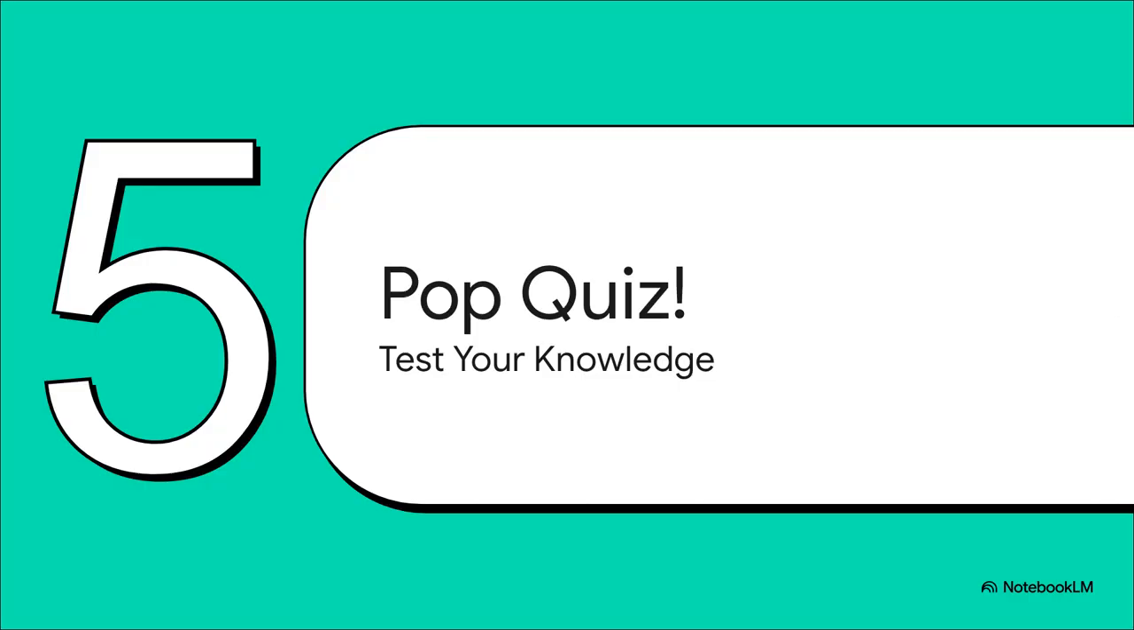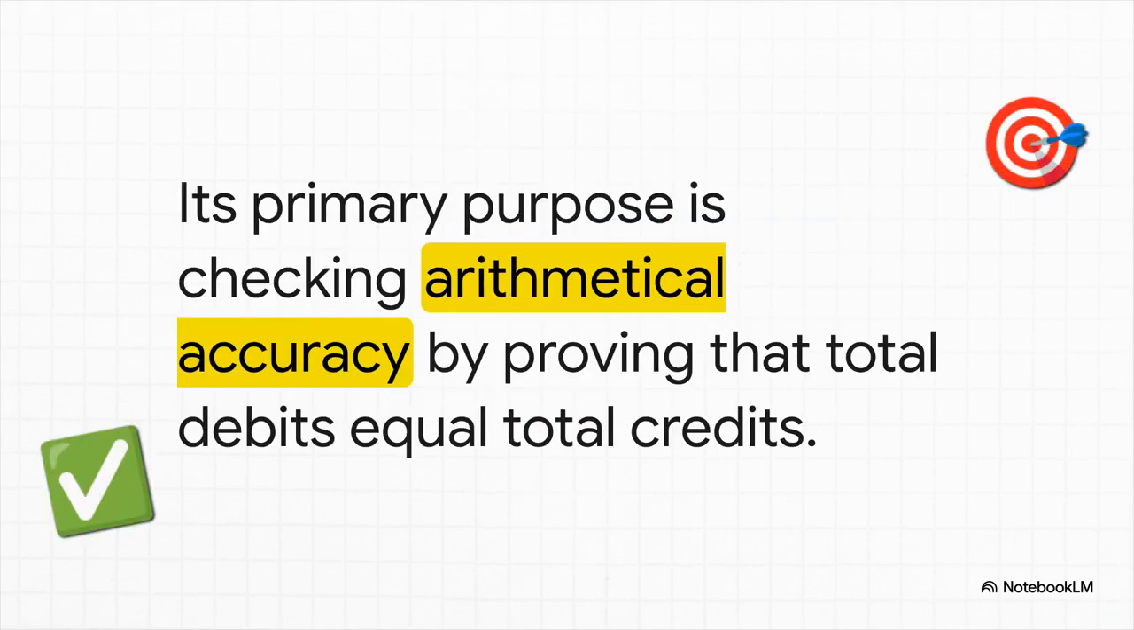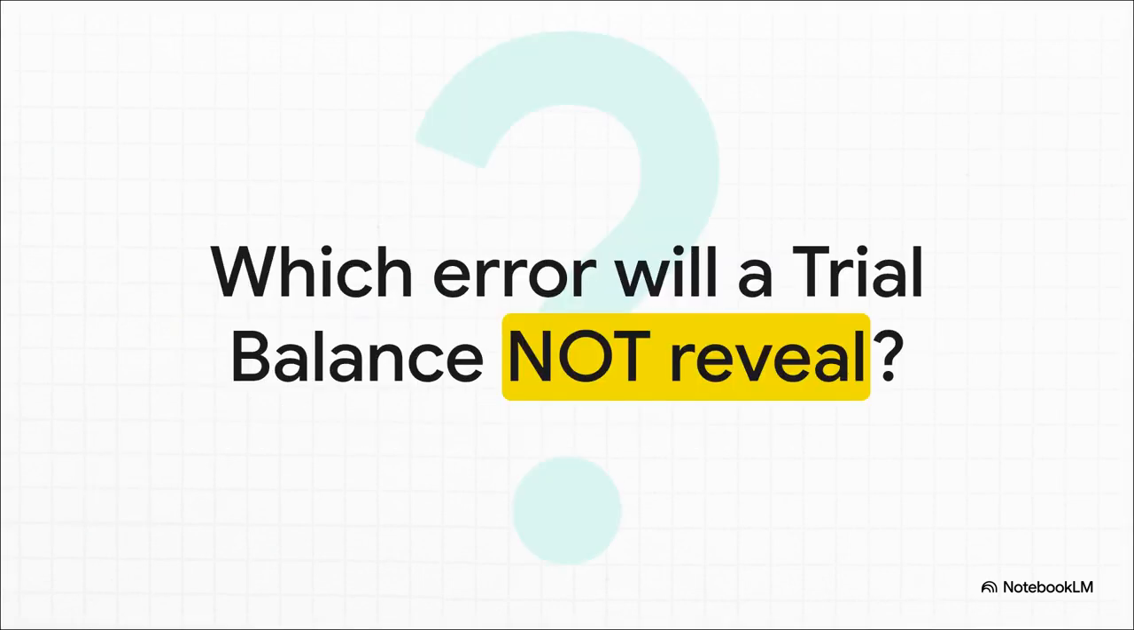Okay, you've learned the main ideas. So let's try a couple of practice questions. These are just like the kind of thing you're probably going to see on your exam. Let's test your knowledge. First question, what is the primary objective, the main reason for preparing a trial balance? Take a look at the options and think back to what we said was its number one job. And the correct answer is B. Its primary purpose is to check the arithmetical accuracy. Sure, it helps with other things, but its number one job is just to prove that the total debits equal the total credits.